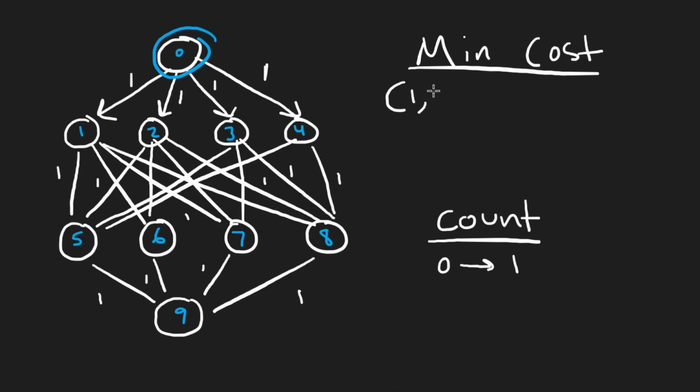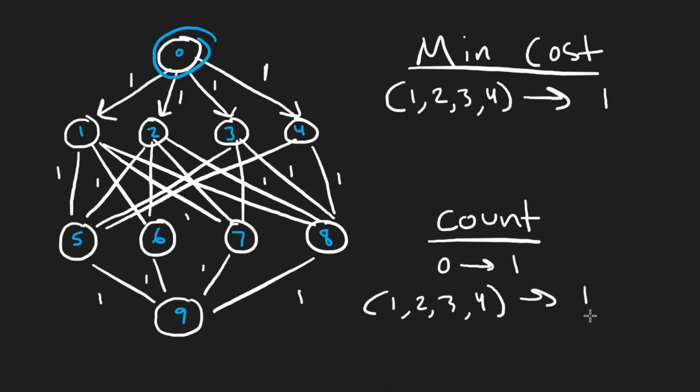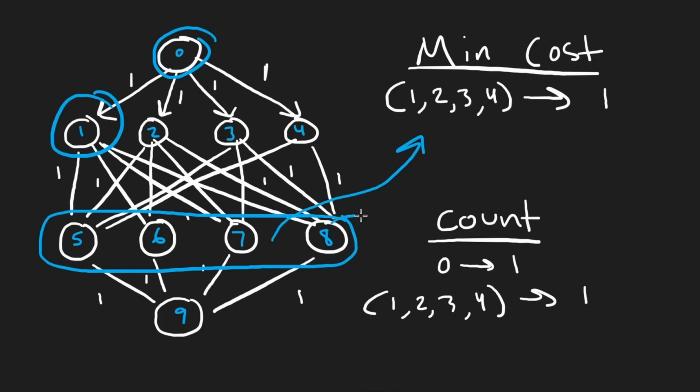So just to simplify that over here, I'm just going to put a little tuple. So 1, 2, 3, 4 map to 1. And then each of those, 1, 2, 3, 4, is going to have a count of 1 as well. And then the way Dijkstra's algorithm is going to work, since all 4 of these have the same cost, we're just going to go one by one. We're going to pop this guy, and then we're going to end up adding all 4 of these to the min cost and to the count.